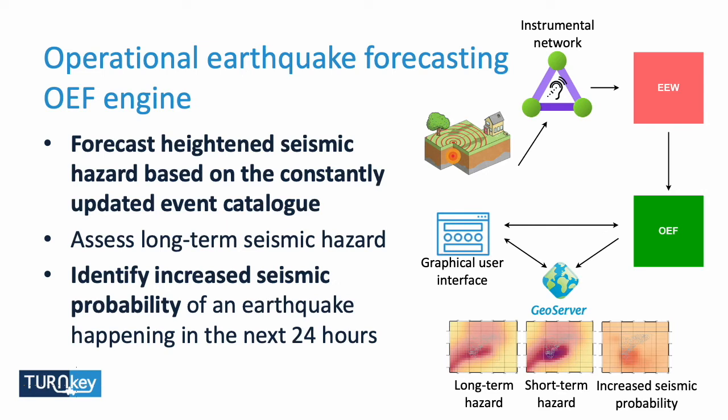Then for the operational earthquake forecasting, it is basically looking at the change in the seismic hazard condition based on the conventional or static probabilistic seismic hazard that exists. So it keeps updating the event catalog that is linked to that earthquake event, and it uses, as I said, the existing static hazard map that you see, for example, in the seismic code or other documents and guidelines.